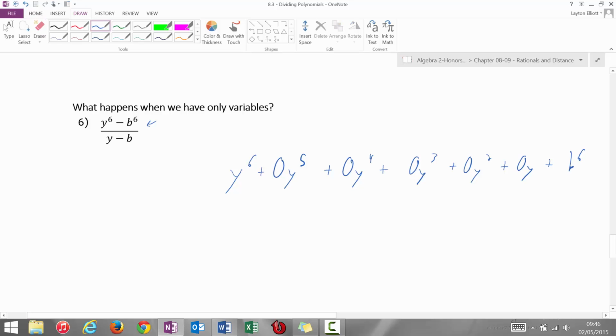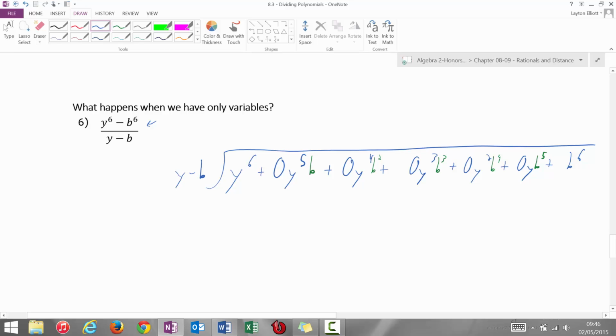Now, something neat you can do when you've got something like this is we can actually insert the b's in and make the b's become ascending order. b to the 6th, b to the 5th, b to the 4th, b to the 3rd, b to the 2nd, and b. There's a nice little symmetry there. b's decrease, y's increase. Or the other way around. y's decrease, b's increase. And then I've got y minus b here. So I'm going to now divide it.